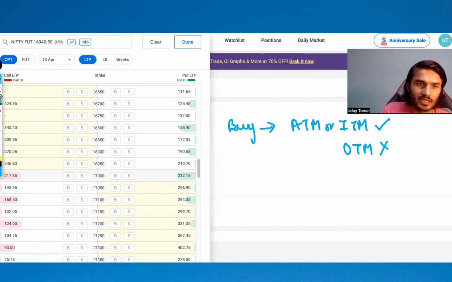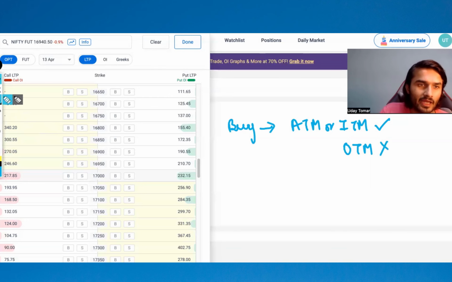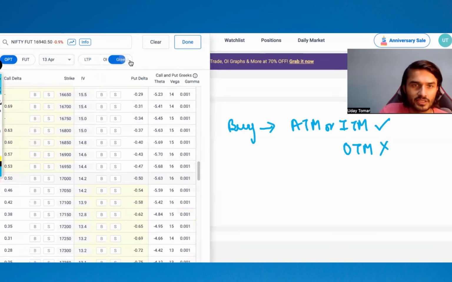So let's go and let's see. Let's take an example that our view is Nifty is bullish. Again, I'm telling you that this is just to show you the strategy. This doesn't mean that this is for sure the strategy which one should deploy in the current market scenario. This is just for educational purposes. So let's take an example where we are bullish and we think that Nifty will go higher from here. So we will take the at the money option.